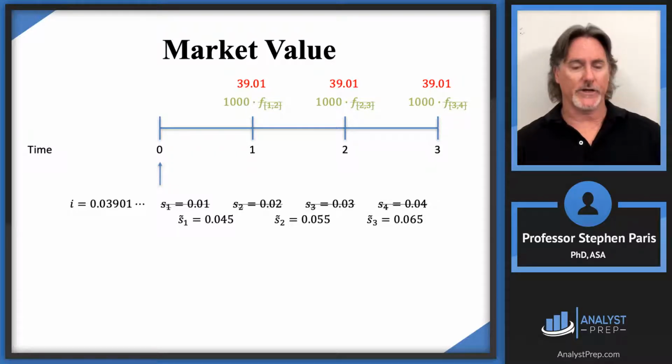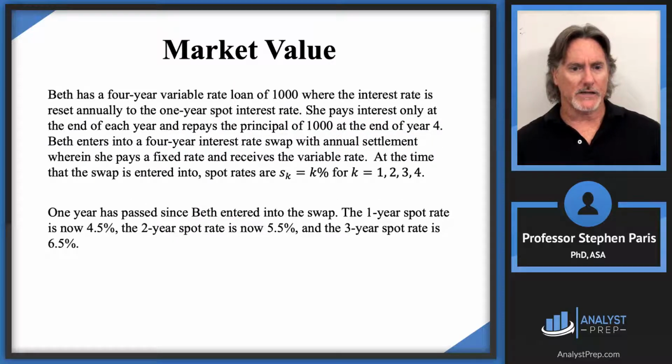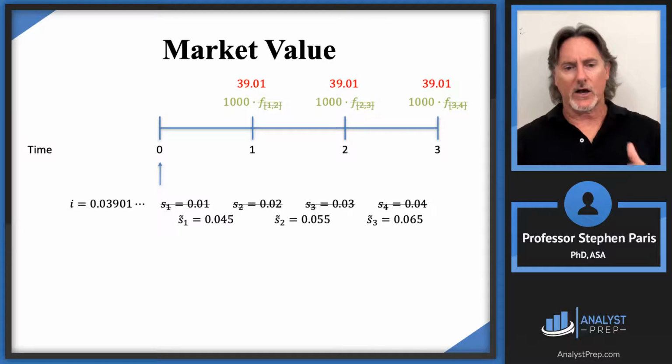Okay, so that's one observation. Now let's look at the payments at times 1, 2, and 3. Those forward rates were old. Now if you go back and look at the problem, in the first line it says where the interest rate is reset annually to the 1-year spot interest rate. So what I have to do now is use the current term structure of interest rates. So if I look at the payments at times 1, 2, and 3 in green, those are based off of old forward rates. I need to update those with new forward rates.